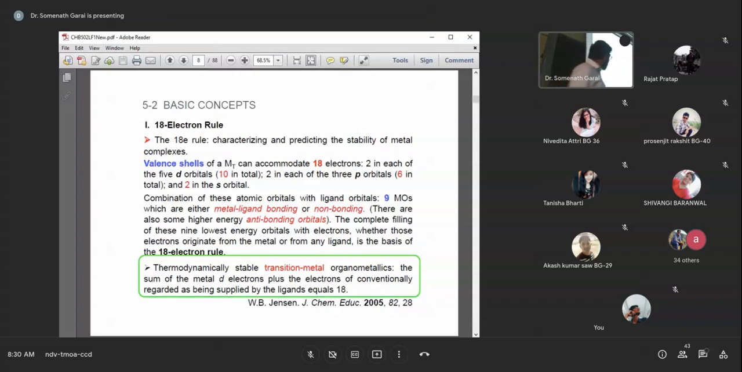I thought that I will tell it later, but as you already pointed out, it helps me a lot. Thank you. Okay. So basically, with that introduction, now we have understood why 18 electron is very much important for the stability of a particular compound, may it be coordination, may it be your organometallic compound.